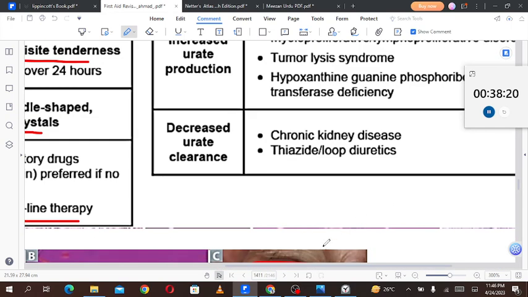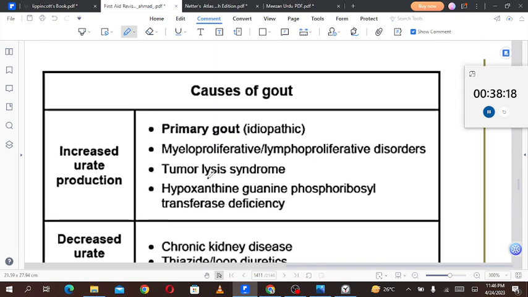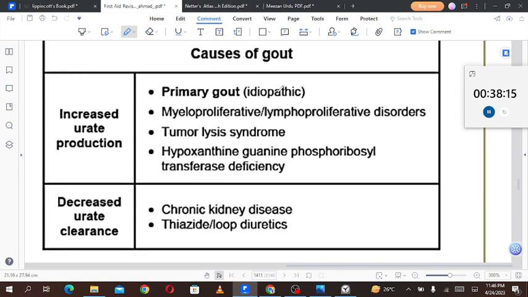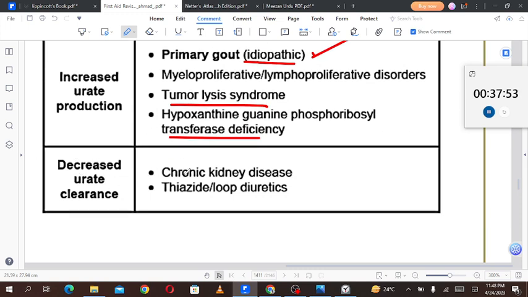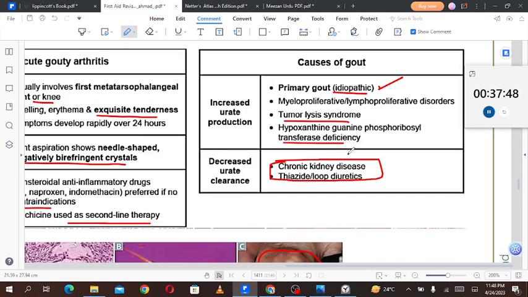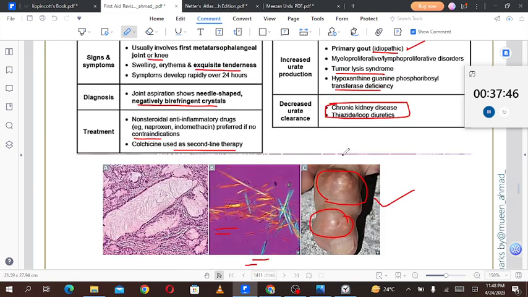Then we have causes of gout. Here you can see the causes of gout. Increased urate production: primary gout is idiopathic, myeloproliferative and lymphoproliferative disorders, tumor lysis syndrome, and hypoxanthine guanine phosphoribosyl transferase (HGPRT) deficiency. Decreased urate clearance: chronic kidney disease or thiazide and loop diuretics. Okay, so we're done with gout, I guess.